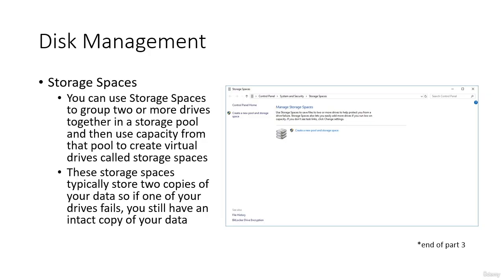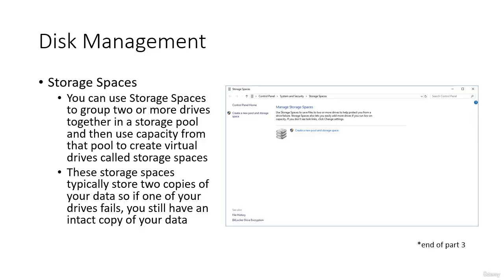I think the most expensive pieces in there would probably be your CPU and your motherboard. RAM's relatively inexpensive, and storage is probably the cheapest. But with storage spaces, what we can do is group two or more drives together in a storage pool. So it's kind of like building a dynamic disk, so to speak. But we use the capacity from that pool to create virtual drives that we call storage spaces.